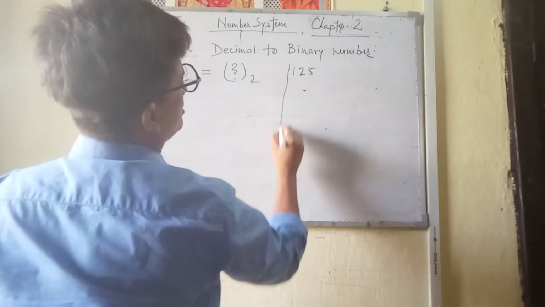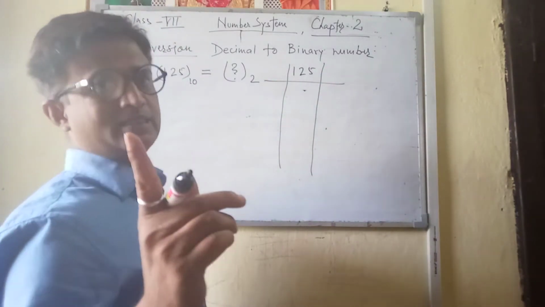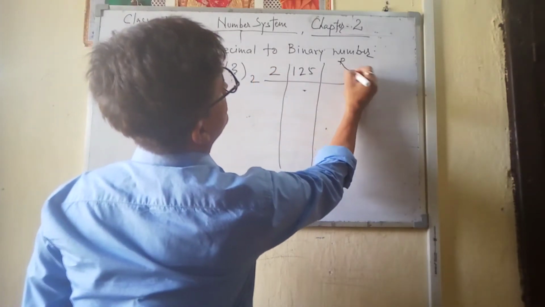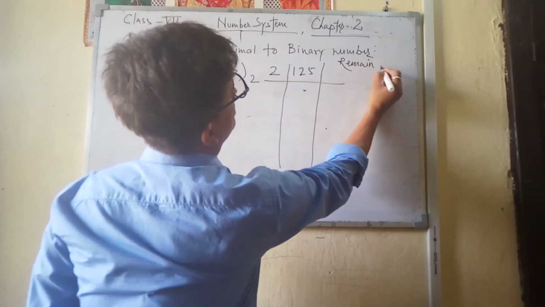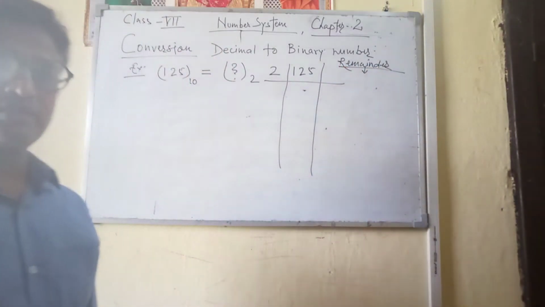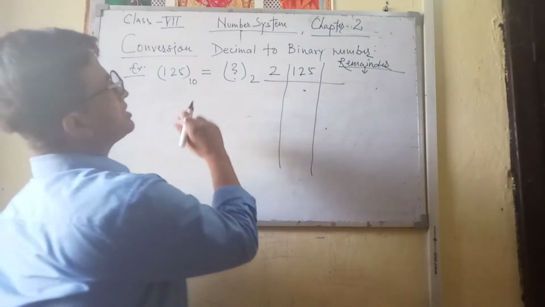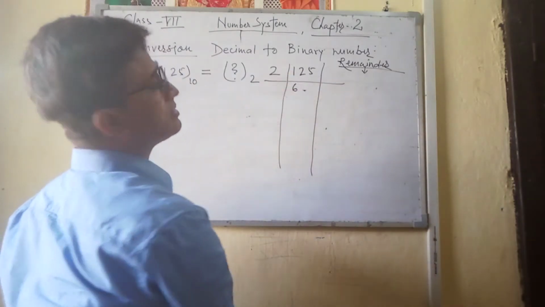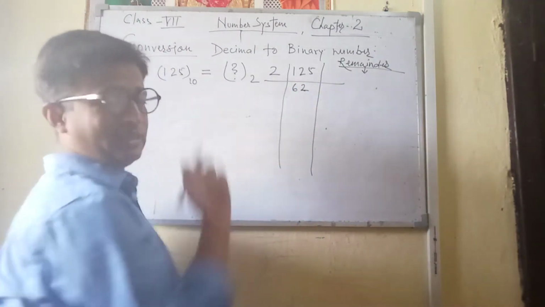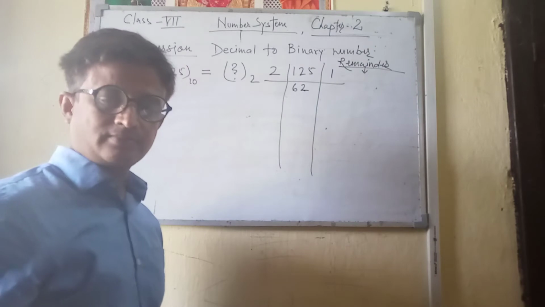125, you have to create one box. What I said, you have to divide it by 2 only. This section is the remainder section. Now divide 125 by 2. 2 sixes are 12, 2 twos are 4. We got 62. What is left here? 1. That remainder you will write over here.